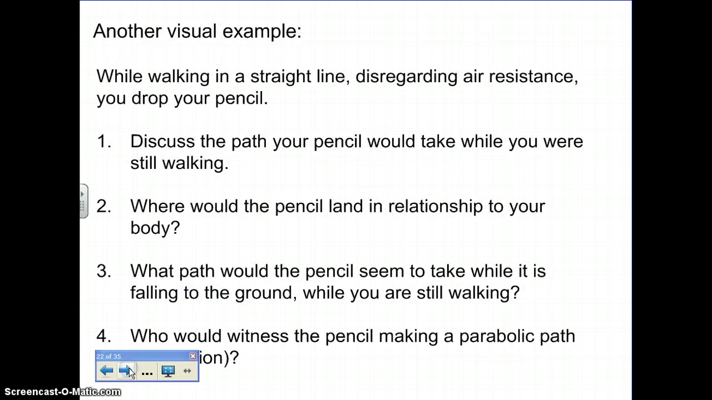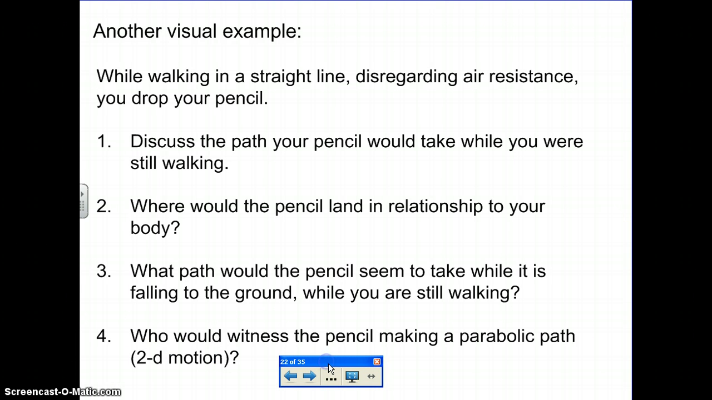Okay, so moving right along with that idea, here's another visual. And get up and try this. Seriously, get up and try this. Make sure you have something in your hand, okay? Preferably a pen or a pencil. So while walking in a straight line, disregarding air resistance, you drop your pencil. Discuss the path your pencil would take while you were still walking. Where would the pencil land in relationship to your body? What path would the pencil seem to take while it is falling to the ground while you're still walking? And who would witness this pencil making a parabolic path of motion?